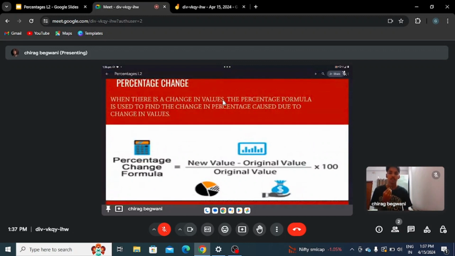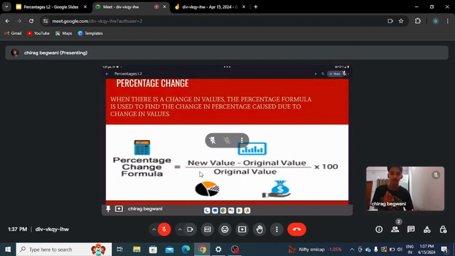Right, so percentage change in percentage. This is nothing but if I have, let's say, 10 rupees, and now my money has increased to 25 rupees. So what is the percentage change in money? Or this can also be for any other quantities like kgs of rice or liquid or marks or whatever. Right. So when there is a change in values, the percentage change formula is used to find the change in percentage caused due to change in values.